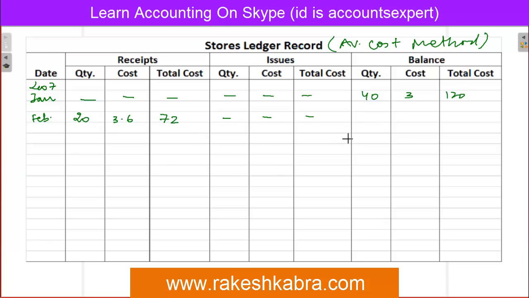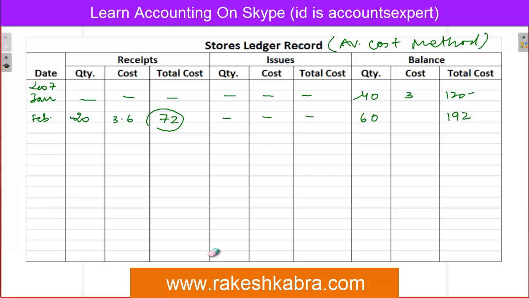Now what is the value? Tell me, what is the status of stock now? Already 40 we had, and now we purchased 20. Now the status of stock is 60 units. And what is the value? 120 is the old value, plus this value of new inventory 72. So 120 plus 72, the value is 192. Got it?